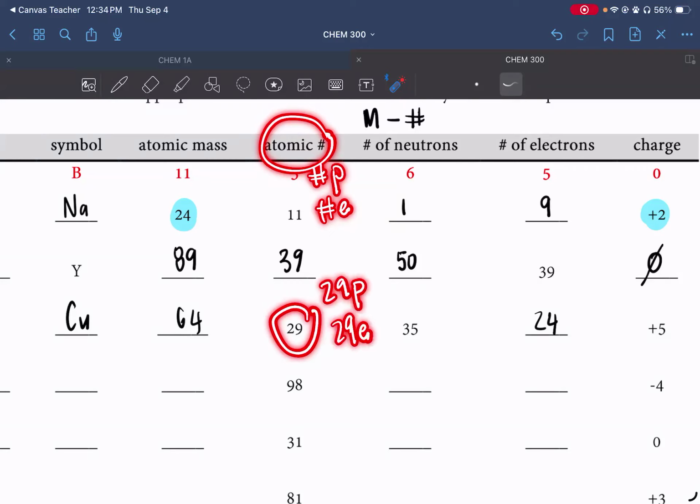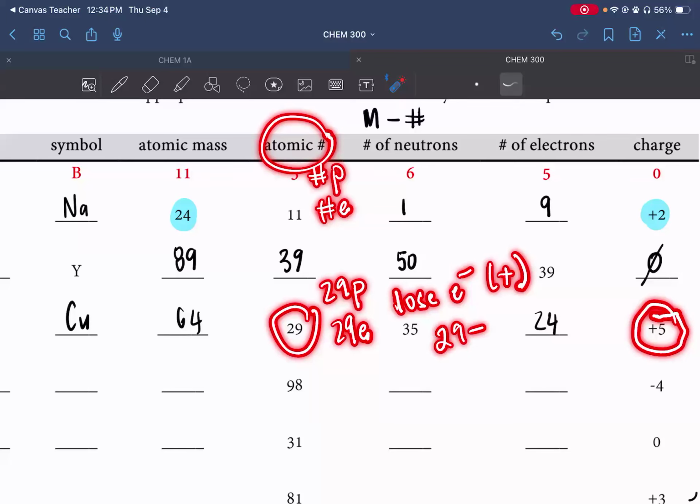Within the same row, we are explicitly told that the charge is +5. Since only electrons can move, 5 electrons are what's moving. They're either being gained or being lost. By losing electrons, that's what makes us positive. So the plus tells us we're losing. The 5 tells us we're losing 5 specifically. 29 minus 5 is 24.